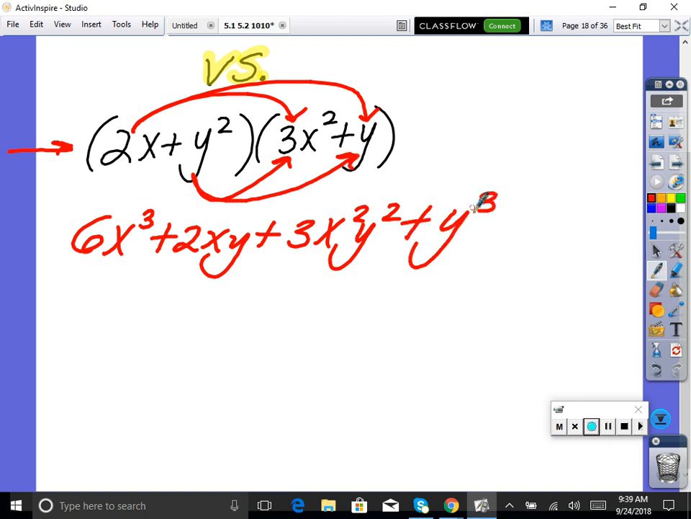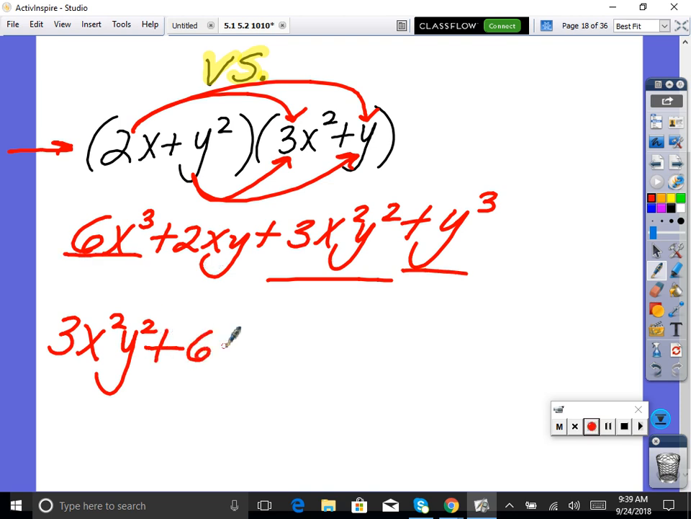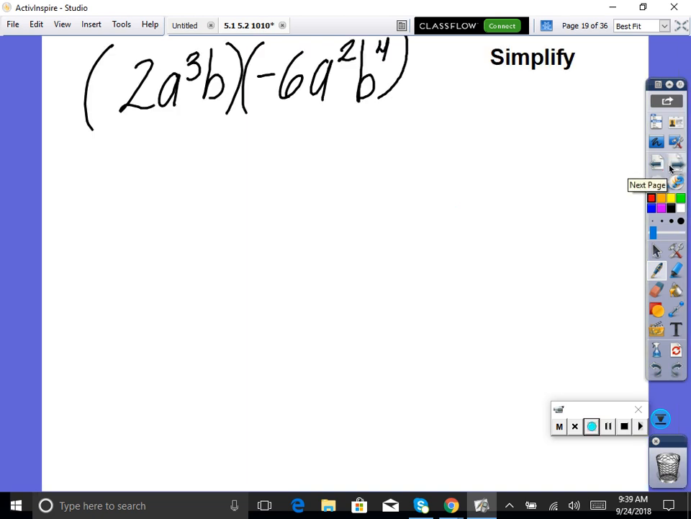Now standard form is the highest degree to lowest degree. So right here is degree 4 technically. So 3x squared y squared would be written first. A cube and a cube, same thing, so it doesn't matter which one goes first. 6x cubed plus y cubed. And then we have plus 2xy, which would be degree 2. Everybody good? Moving on. So if I said to you simplify, would I distribute this problem?